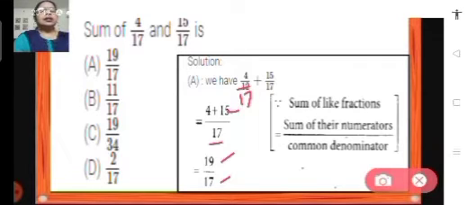So, what is the answer? It is 19 upon 17. Where is this option? It is option A. So, A is the correct answer.